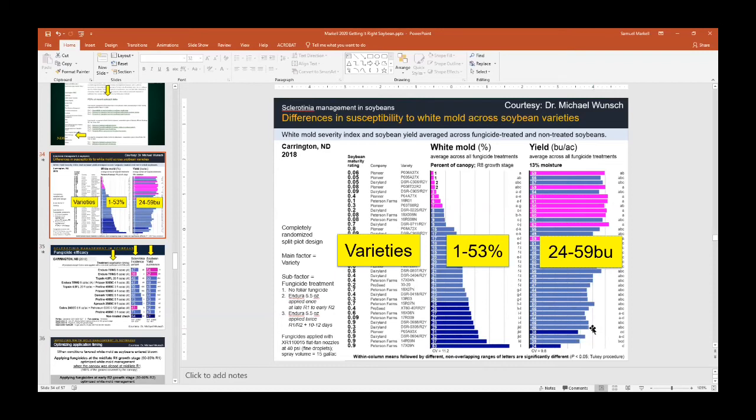The best information you can get on varieties is going to be helpful to you. And I would encourage you to chase that down a little bit if you haven't made a decision yet.